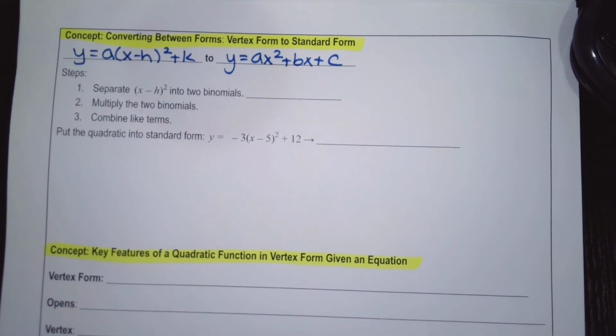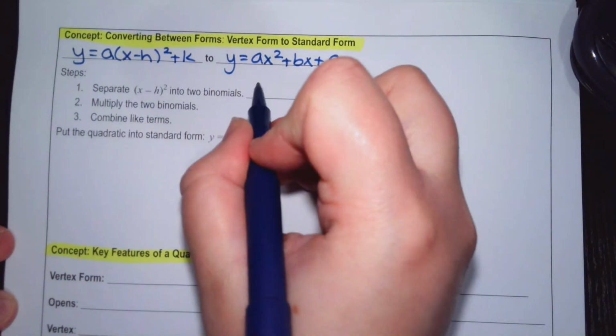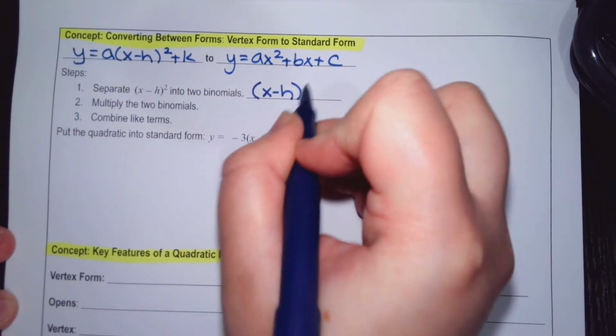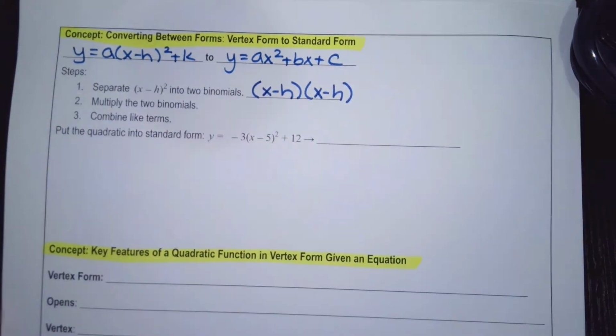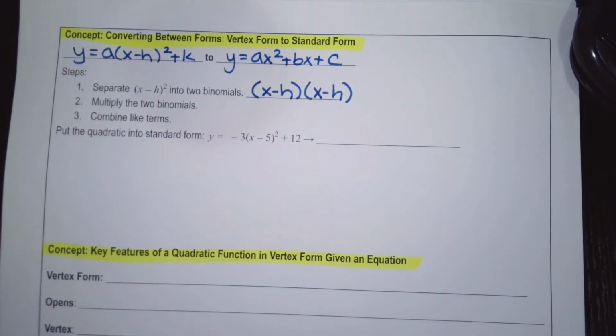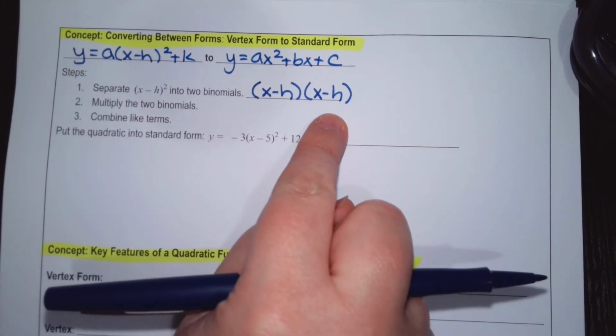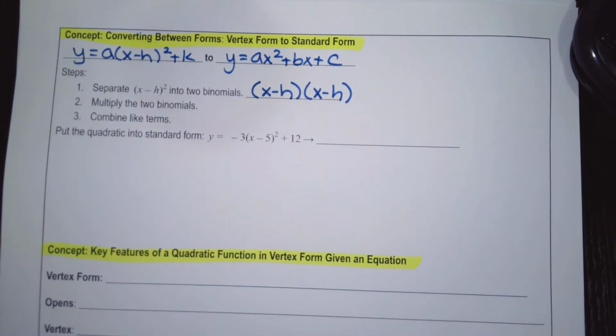Now, I will let you guys know, there is a little bit more involved in this one, all right? There's not just, oh, plug stuff in. So, here are the steps. You need to separate the x minus h squared into two binomials. So, this is going to be written as x minus h times x minus h. Then, you are going to multiply the two binomials together. Everything from the first gets multiplied to everything in the second. And then finally, you'll simplify by combining like terms.